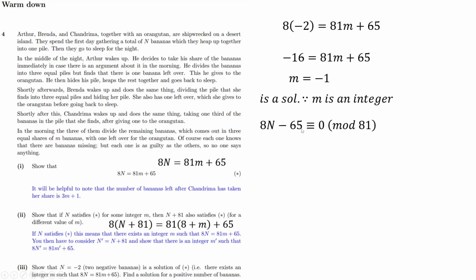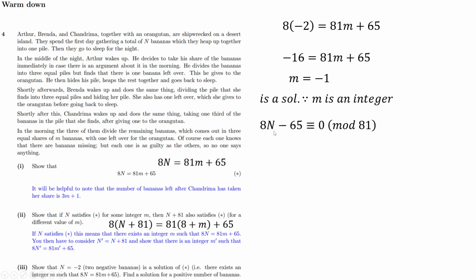So a10 take away 65, when you divide that by 81, we should get an integer answer, right? So that's my idea. Now, a cool trick that you can do with stuff like this is you could just add 81 continuously, right? You could just add whatever the mod is. Okay, hopefully you understand this step here.